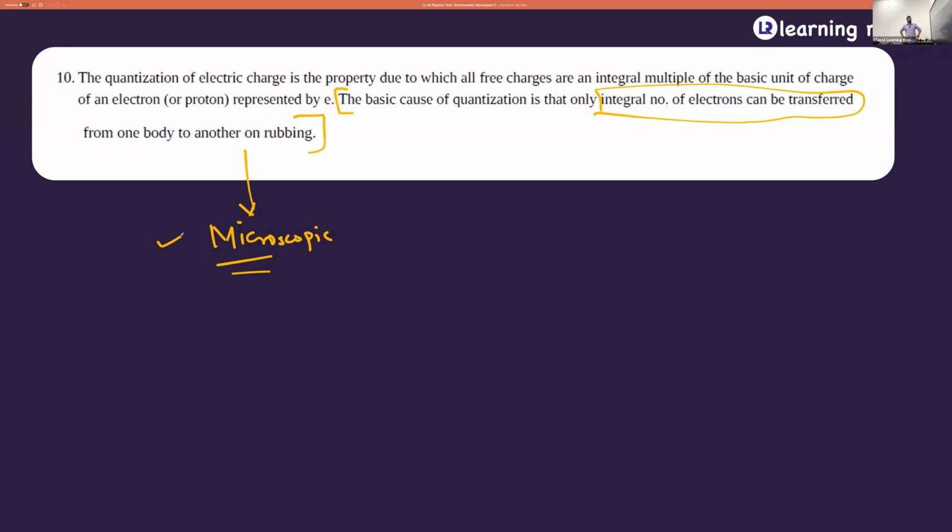So quantization of charge is a property due to which, see, you need not write all these things. Quantization of charge says that the total charge is equal to an integral multiple of the basic unit of charge. So what is the basic unit of a charge? Basically, we say it's an electron. But if you see in terms of magnitude, you can say proton also. Okay, shall I proceed?